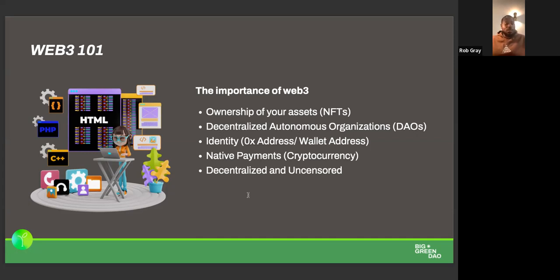Native payments, known as cryptocurrency, are decentralized and uncensored. Everyone has access to it. No one can restrict what goes onto Web3. It's open and accessible to everyone.